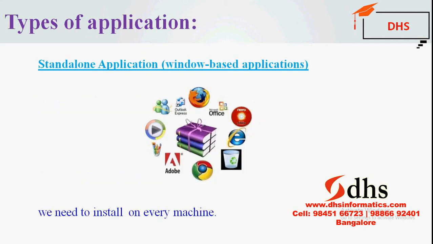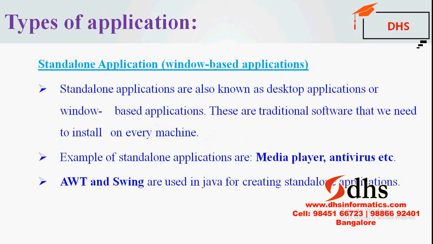Standalone application or window-based application. These applications need to be installed on every machine. Standalone applications are also known as desktop or window-based applications. These are the traditional software that we need to install on every machine. Examples of standalone applications are media player, antivirus, etc. To develop these standalone applications, we need AWT and Swing.